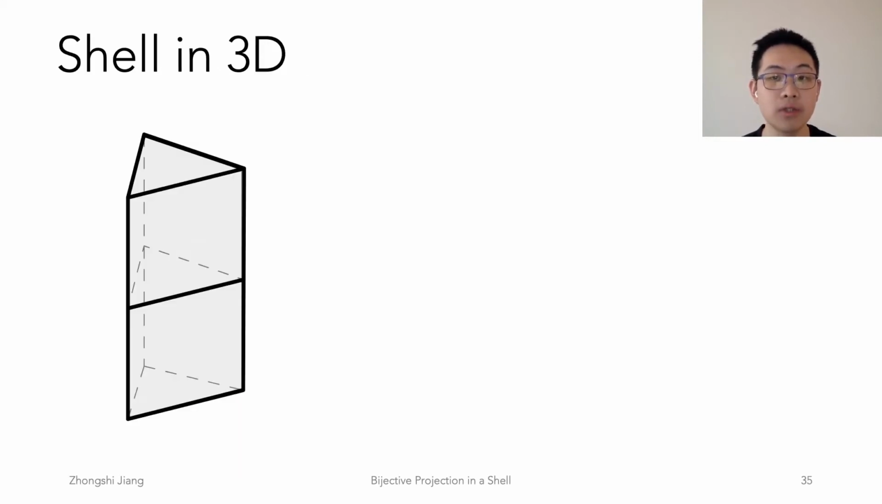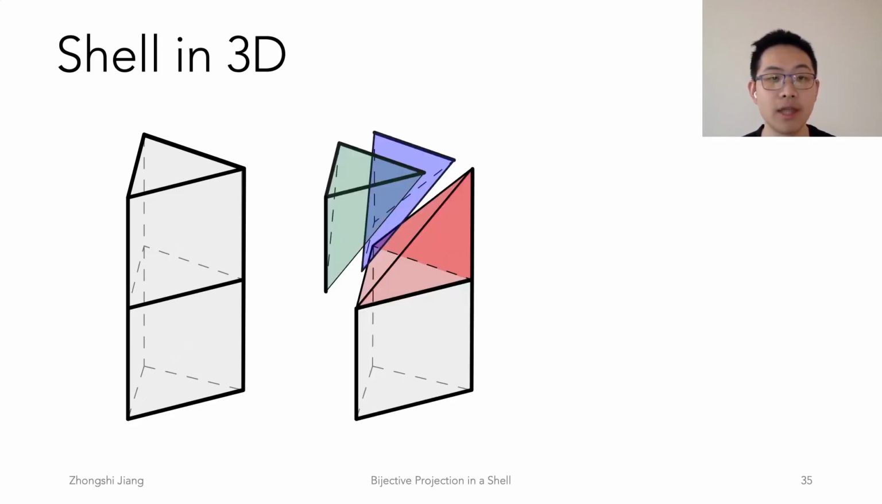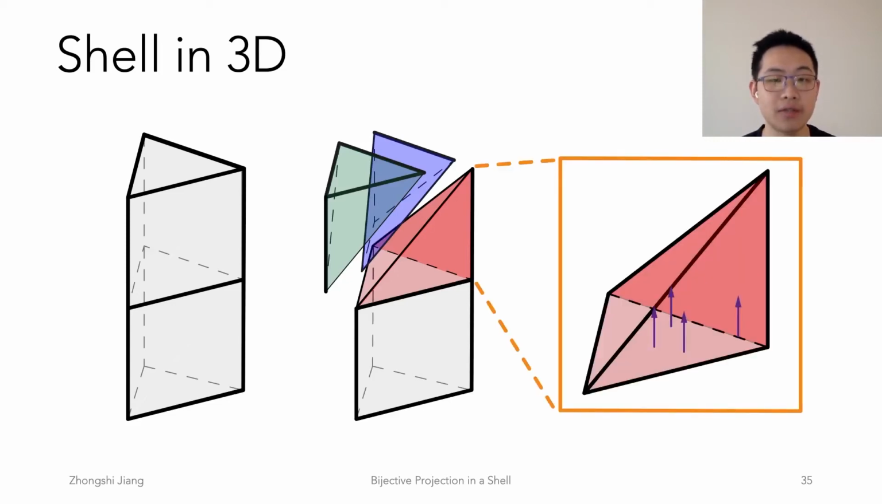Now let's move on to 3D. In 3D, our shell is composed of cells in the shape of triangular prisms. Each layer of prism can be decomposed into 3 tetrahedra with vector field directions naturally assigned.